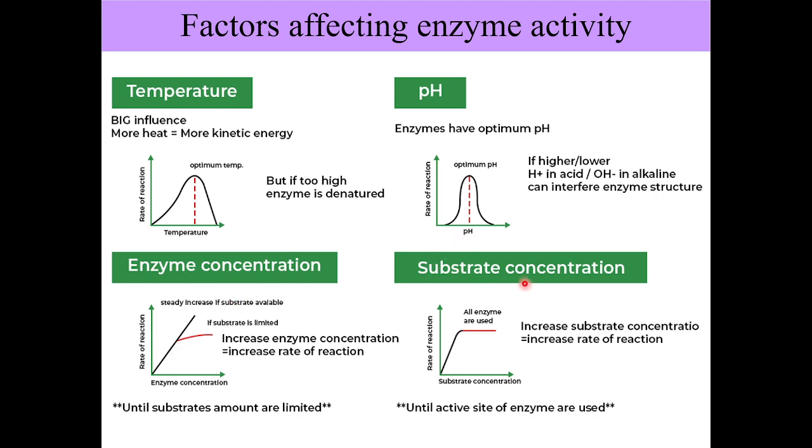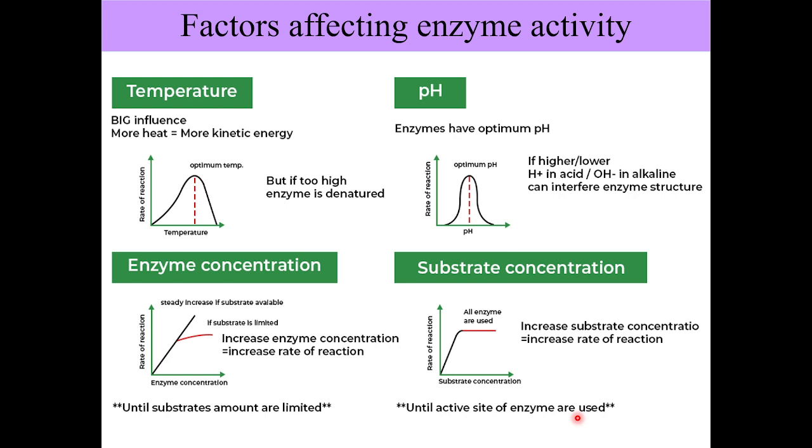Then there is substrate concentration. It's a similar logic. As the substrate is increased initially, all the enzyme molecules are going to bind to the substrate molecules. They're going to get saturated, and then gradually it undergoes a stationary phase. So increase in the substrate concentration initially increases the rate of the reaction until the active sites of the enzymes are used.